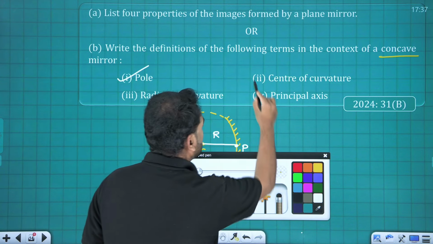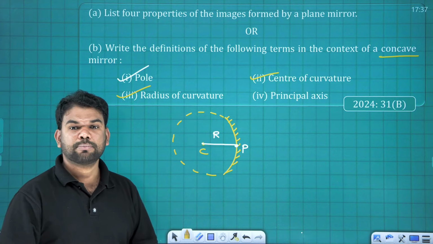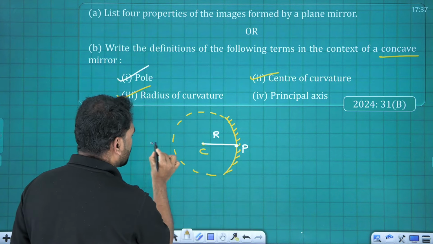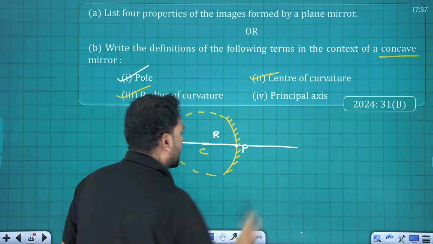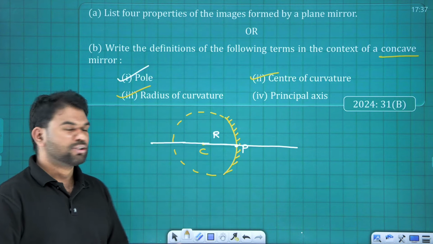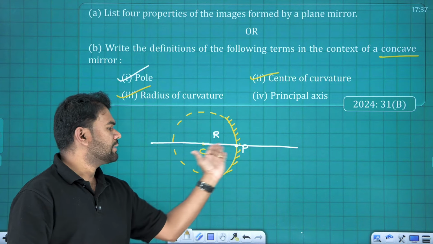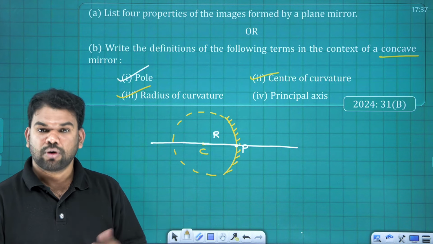Now the next one. Center of curvature, radius of curvature, okay. Principal axis. Principal axis is an imaginary straight line passing through the pole and center of curvature. This imaginary straight line is a normal line. So the imaginary straight line passing through both the pole and center of curvature is called the principal axis. This is also the same for a convex mirror.